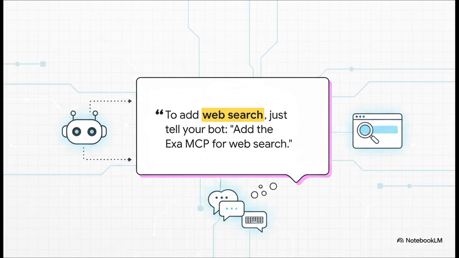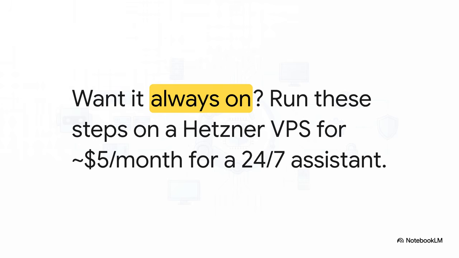It is that easy. Hey, one last pro tip for you. Running this in our virtual machine on your laptop is great, but it only works when your computer is on. If you want your AI assistant online 24/7, you can run these exact same steps on a cheap cloud server, a VPS from a place like Hetzner. It'll cost you like $5 a month.